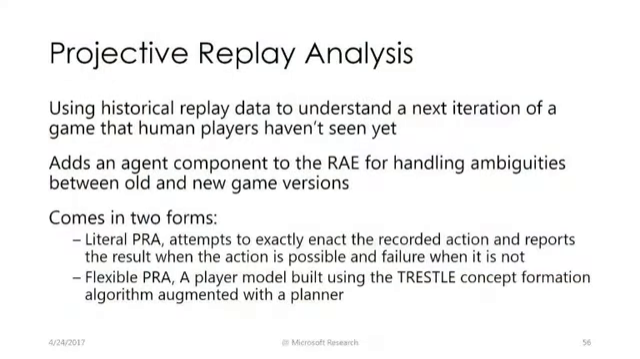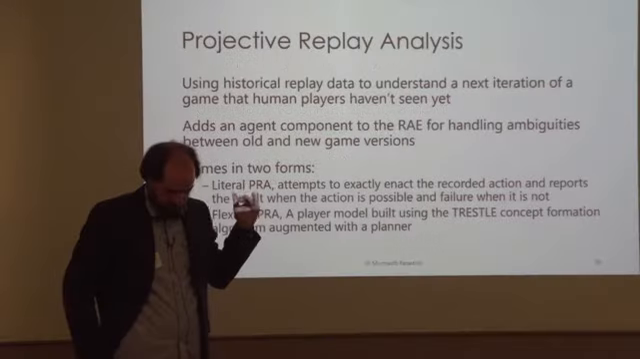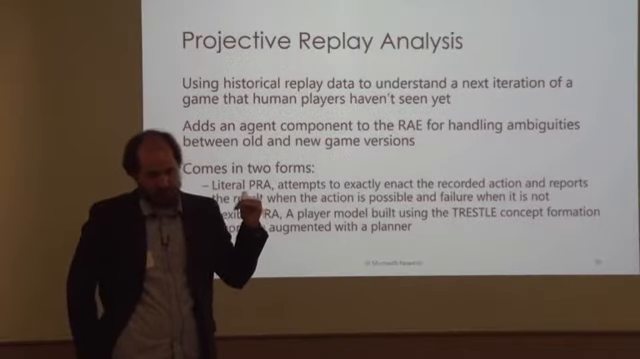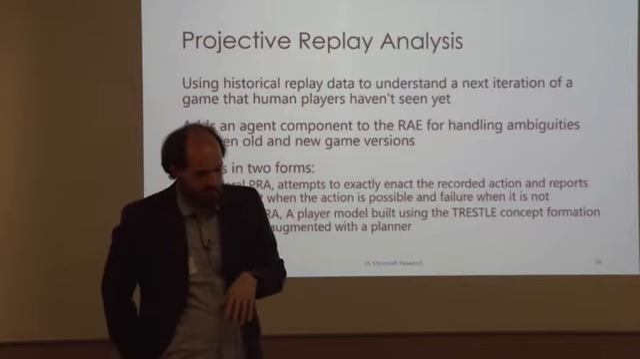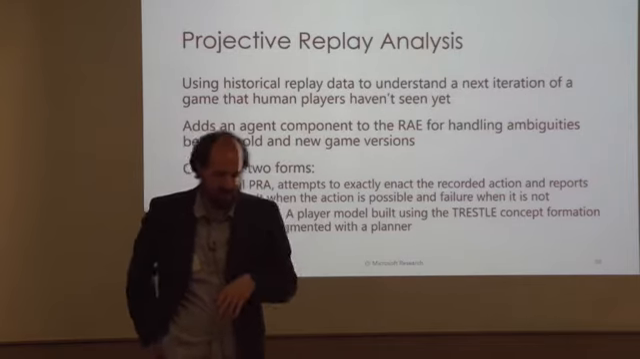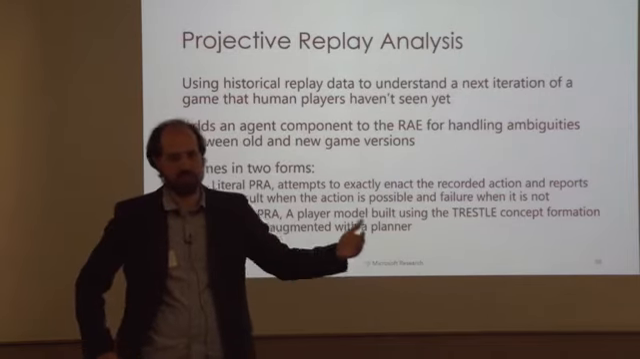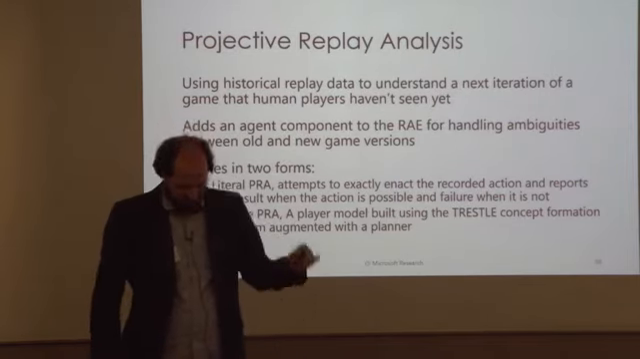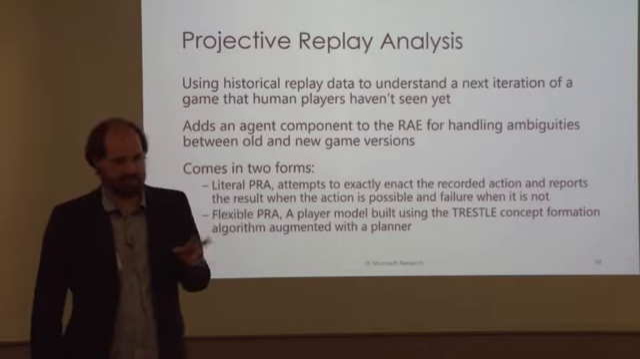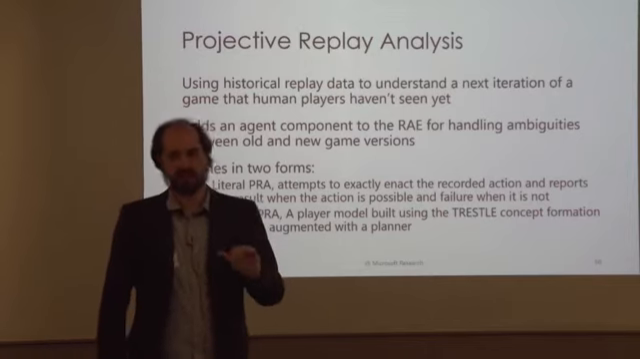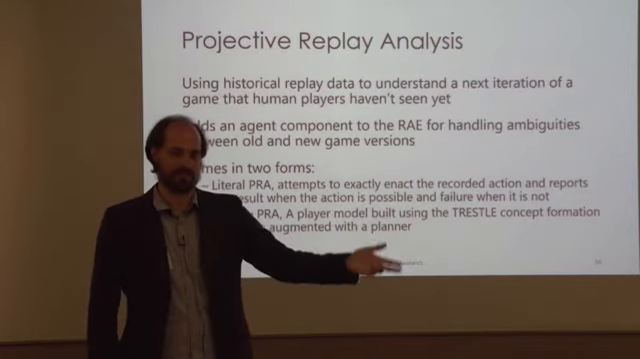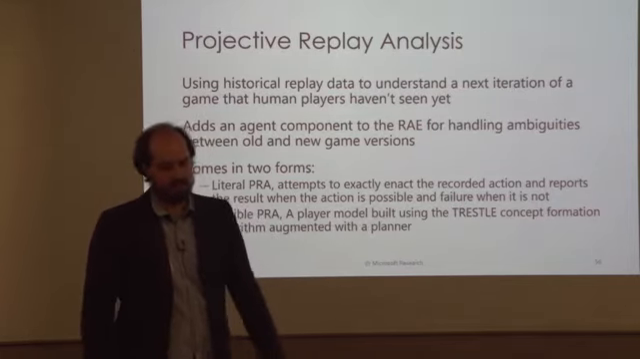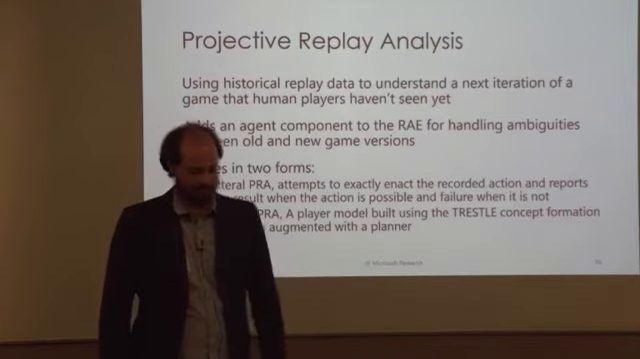And so this is where we introduce what I call projective replay analysis, which is essentially taking the historical replay data and sending it through a changed iteration of the game to understand if this new version is better or worse. What this does is add an agent component to the system for handling the ambiguities between the old version and the new version. I'm exploring 2 different versions of this agent system. One I call literal projective replay, which is just run what you had before, and if you hit an impasse, where that action is no longer applicable, you just fail. But it's cheap and easy, so why not try it?